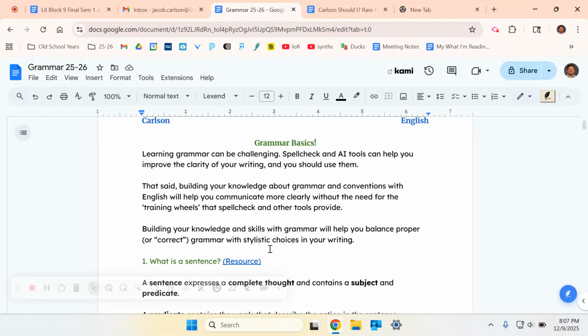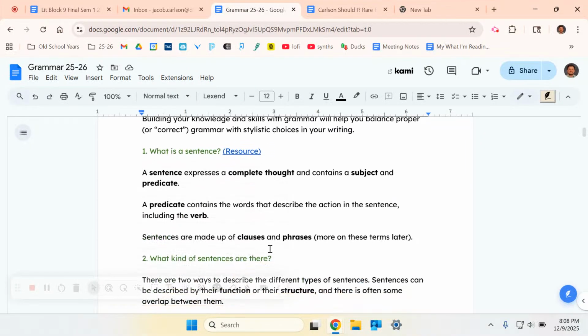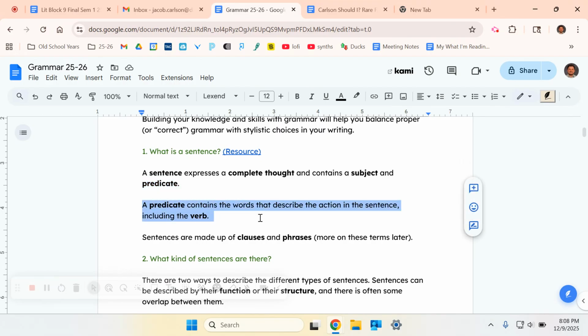You might be thinking, well, what is a sentence in the English language? And a sentence is just something that expresses a complete thought and contains a subject and predicate. A really good test for this is to say something out loud, and if it sounds complete, it's a sentence probably, but if it sounds like it's missing something, it's probably a dependent clause.